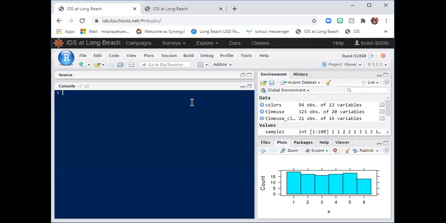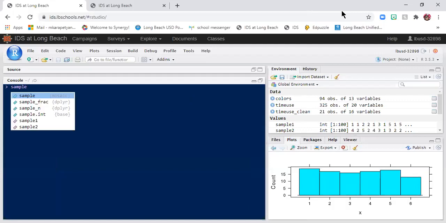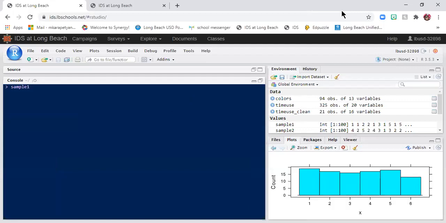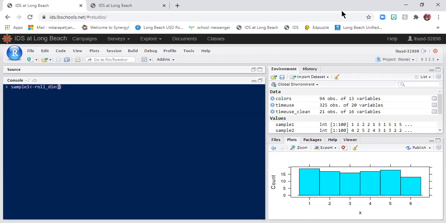Okay, so over here, we can call our simulation anything we want. We can call it sample A, we can call it sample 1, we can call it A results, whatever. In this case, we're going to call it sample 1. Whatever the name is going to be, that's what you put first, and then you put the little less than and the dash, and you put your function. So we're going to do roll_die. We're rolling die A, and we're going to roll it 100 times.